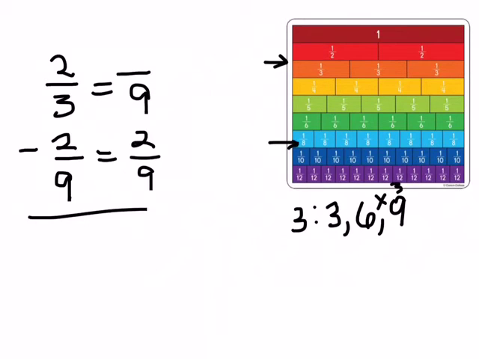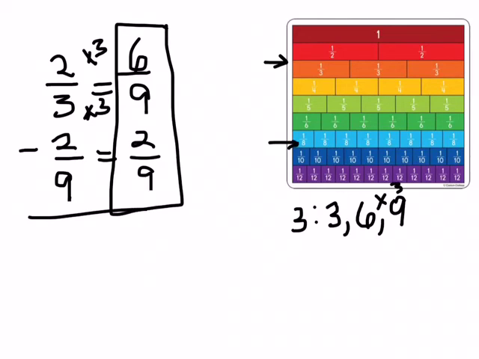Now, I know that I multiplied 3 times 3 to get 9 because I skip counted 3 times, right? 3 times 1, times 2, and times 3. So I need to multiply the numerator by that same number to get an equivalent fraction. So 3 times 3 is 9, so 2 times 3 is 6. Now I have the new equation, and I can subtract 6 ninths minus 2 ninths equals 4 ninths. Let's try another problem.